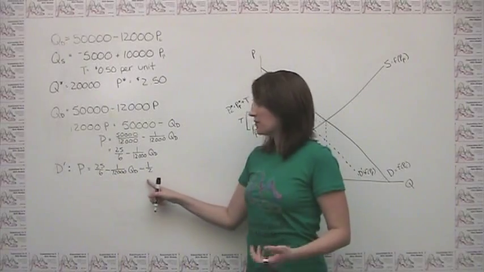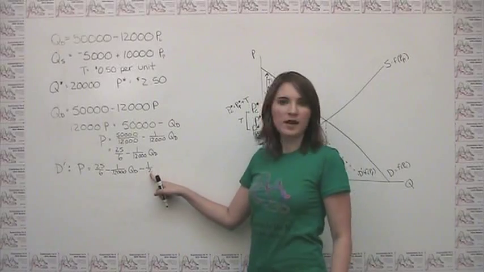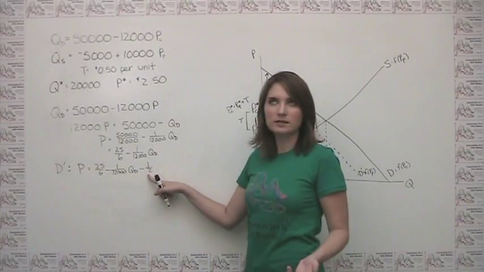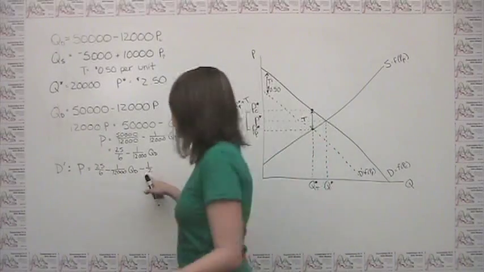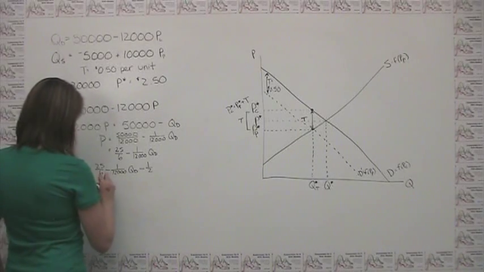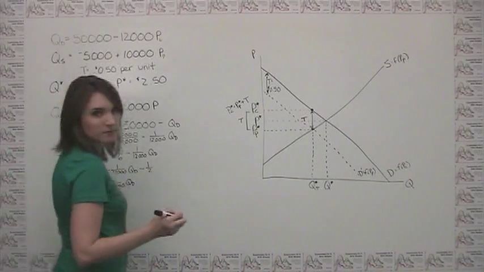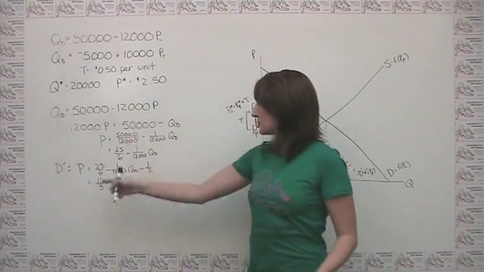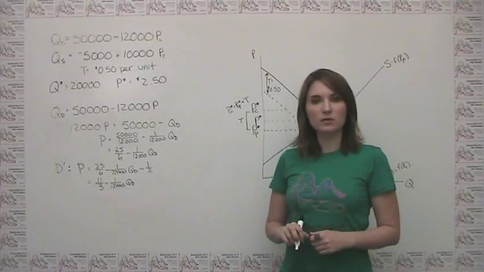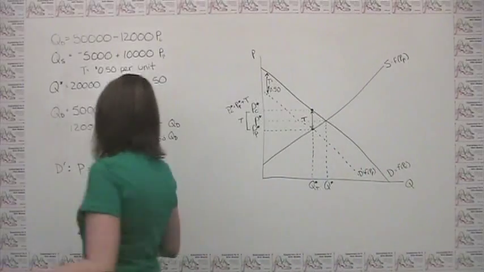Again, we can simplify this a little bit. 25 over 6 minus 1/2 is just 25 over 6 minus 3 over 6, which is 22 over 6, or 11 over 3. So we can say that this new curve is equal to 11 over 3 minus 1 over 12,000 times quantity demanded. Then we can rearrange this again and put it back in terms of our normal structure, quantity demanded as a function of price. Okay, so we can just switch it back now.